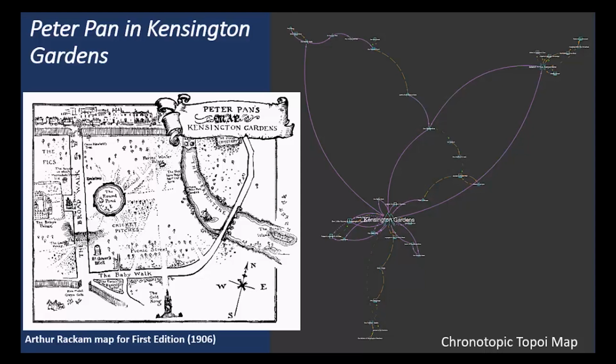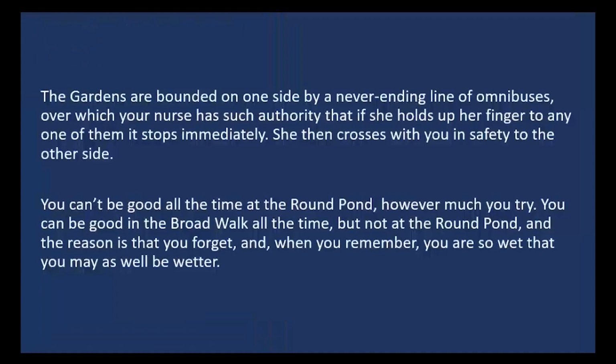And what we see in the text itself is that Kensington Gardens is a very sheltered, risk-averse place, strongly demarcated by the adults. So it says, the gardens are bounded on one side by a never-ending line of omnibuses, over which your nurse has such authority that if she holds up her finger to any one of them, it stops immediately. She then crosses with you in safety to the other side.